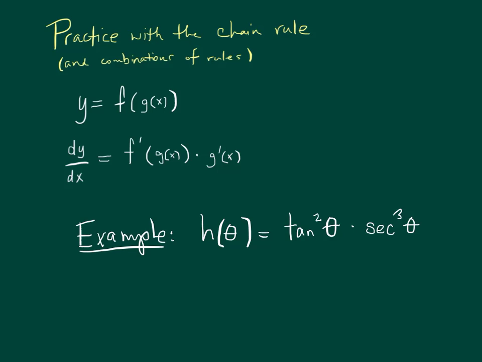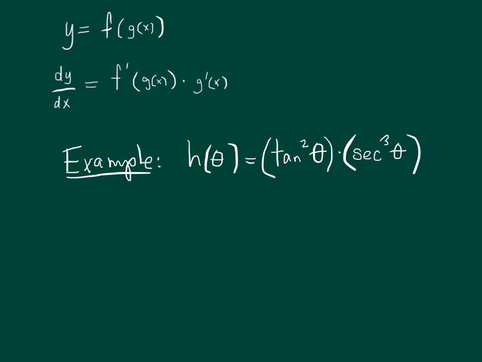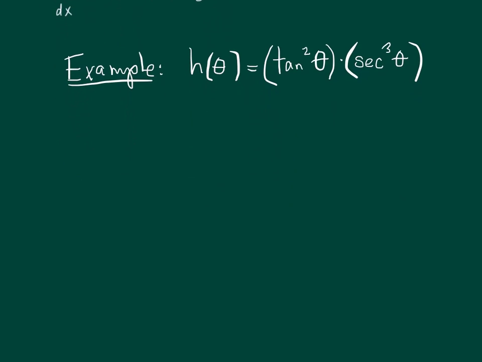Alright, in this chain rule video, we're going to start out looking at combinations of rules. And by that, we mean combinations of chain rule and product rule, chain rule and quotient rule, or perhaps all three. So the first example I've got is obviously a product of two functions. But the functions themselves require the chain rule to take the derivative.